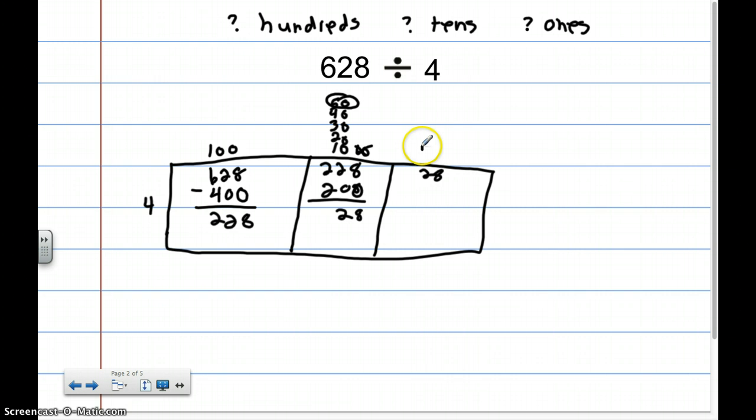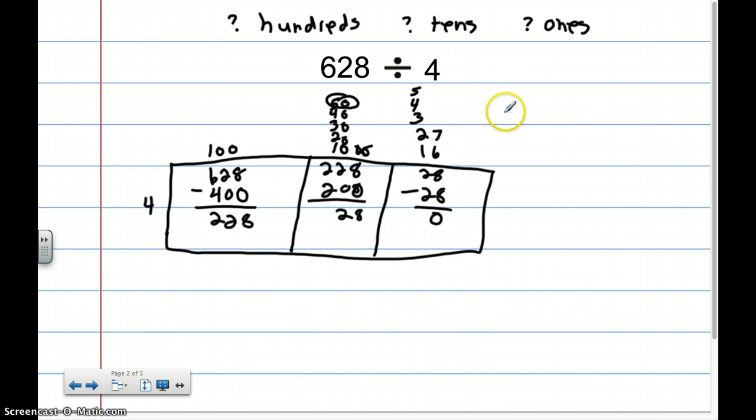So now I'm going to say 4 times 1 is 4. 4 times 2 is 8. 4 times 3 is 12. 4 times 4 is 16. 4 times 5 is 20. 4 times 6 is 24. And 4 times 7 is 28. So I know that 28 is going to go in this box. And then I'm going to subtract, and I have 0 at the end.